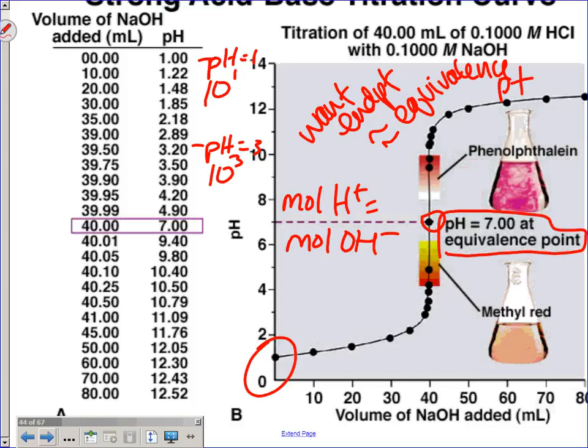Well, the endpoint, tell me what the definition of endpoint is again. Say again? Okay, so it's when the perfect amount has been added where the indicator starts to change color. So the endpoint for us is right here. Use a different color. The endpoint is about right here, so actually it looks like 9 on this graph, and that's when phenolphthalein changes color.